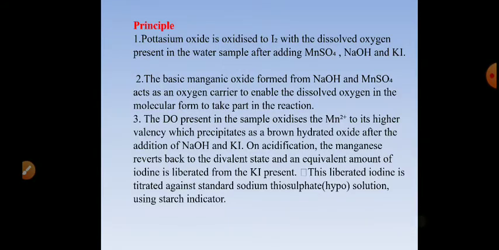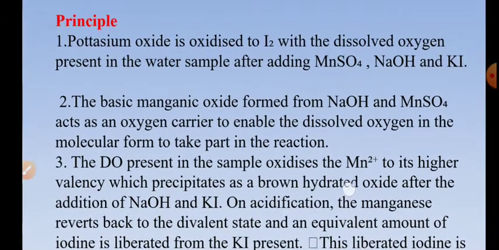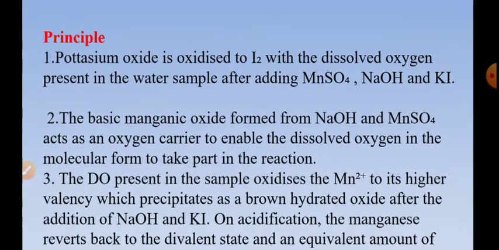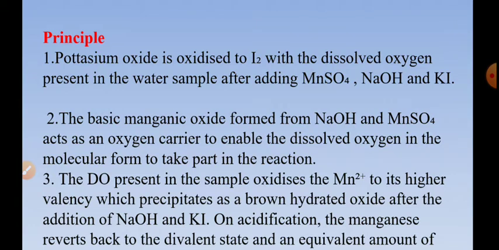Now what happens here? Potassium iodide is oxidized to iodine. See, the alkali iodide azide solution is added into the bottle. It is oxidized to iodine with the dissolved oxygen present in the water sample after adding MnSO4 and NaOH plus KI, which forms the alkali azide solution.